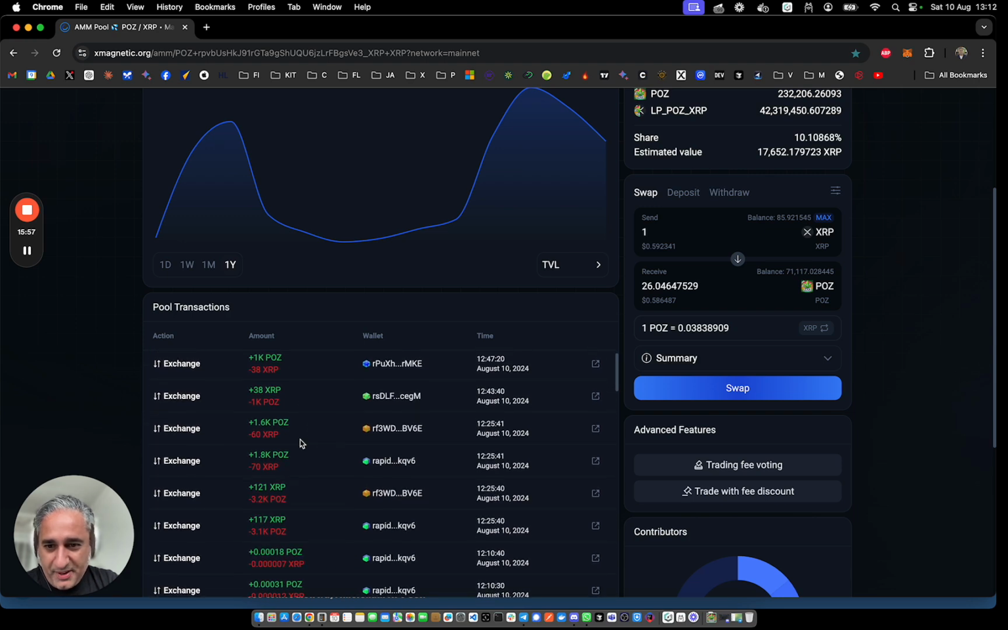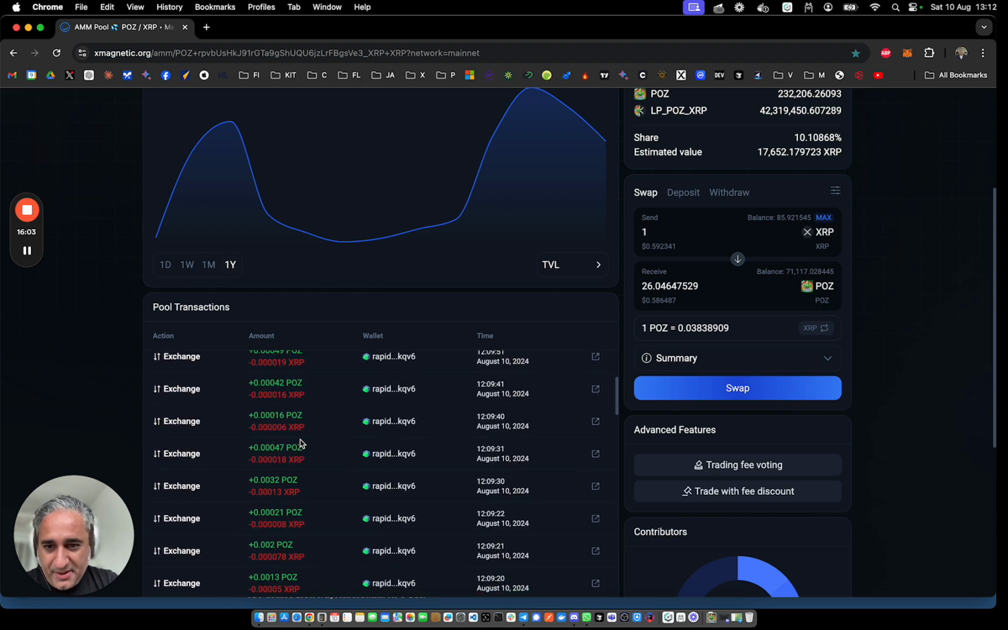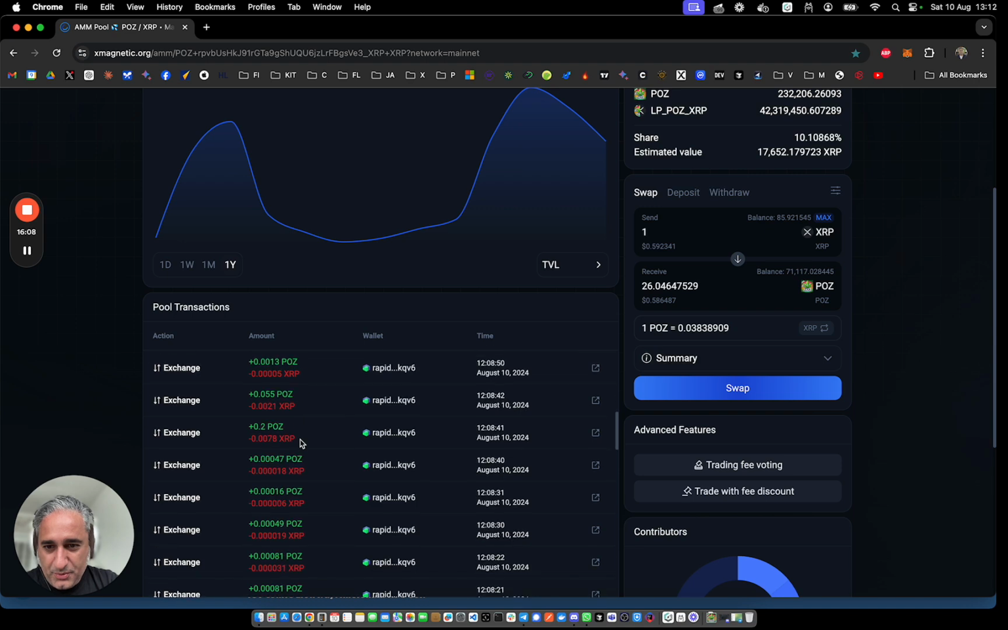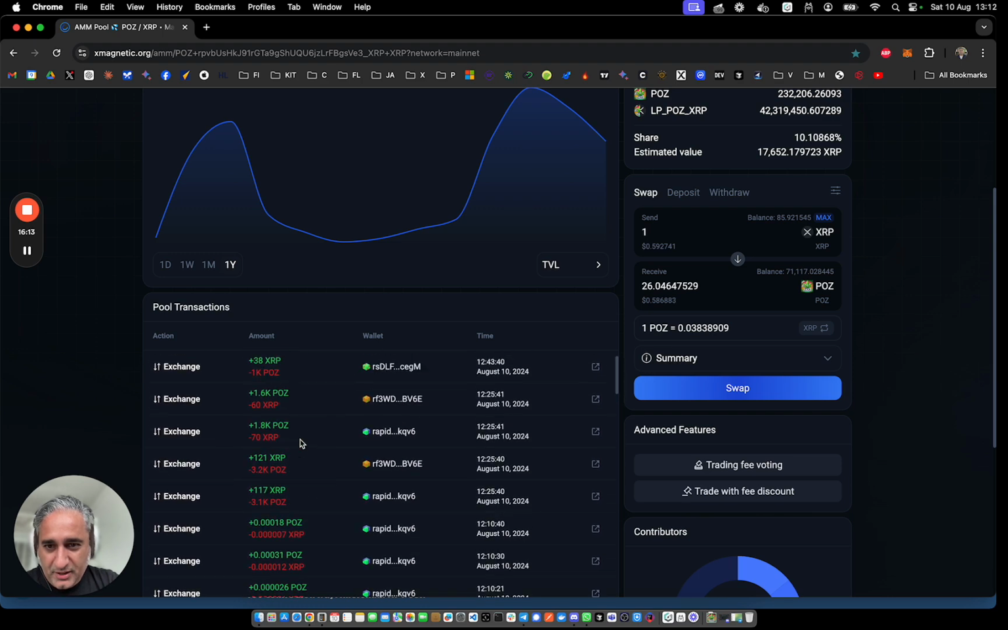If you see the opposite, then let me see. Most of these transactions are sending XRP to the pool and receiving POS. In fact, almost all of them are at the moment. Let me see if I can do one the other way, just to demonstrate this. So if I swap, and you can flip between these two using that, I'm going to put some POS, I'm going to send POS into the pool and take XRP out.